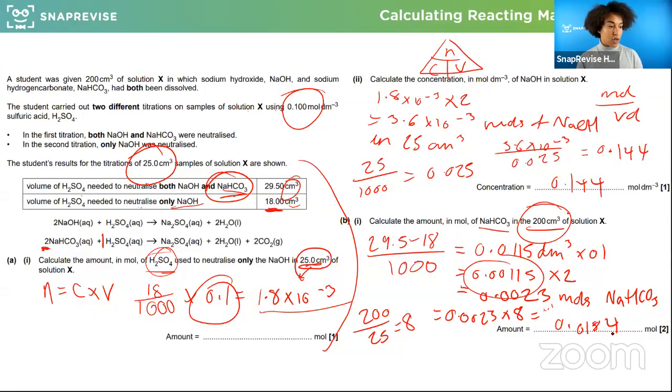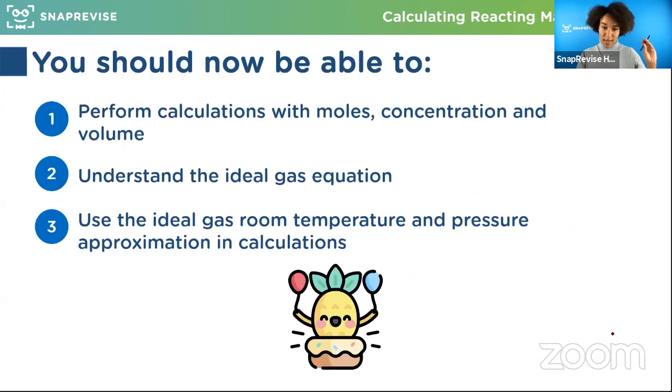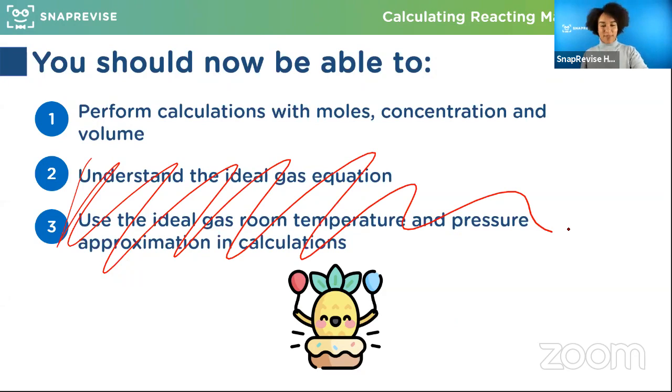Good. Okay, cool. So it should make sense, and that means that I think we're at the any questions bit, because I'm going to skip all of the ideal gas because we literally just have run out of time. So what we should be able to do now is not this bit, but we should be able to perform calculations with moles, concentration, and volume.